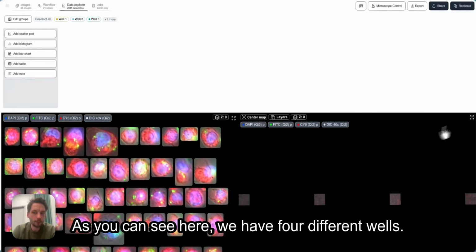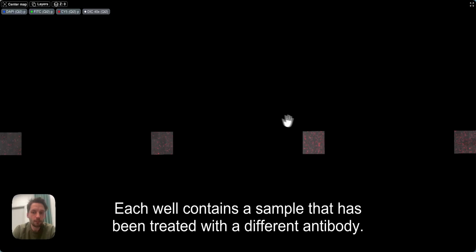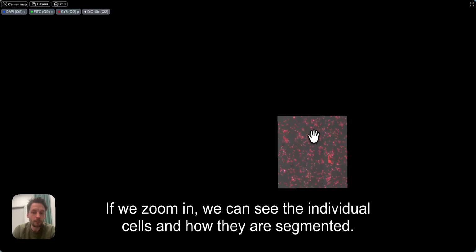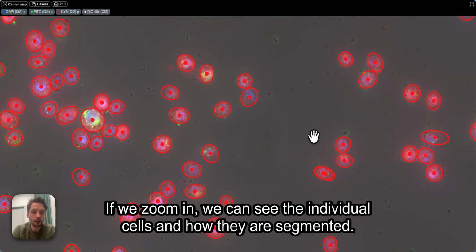And here we can see the results. As you can see here, we have 4 different wells. Each well contains a sample that has been treated with a different antibody. If we zoom in, we can see the individual cells and how they are segmented.